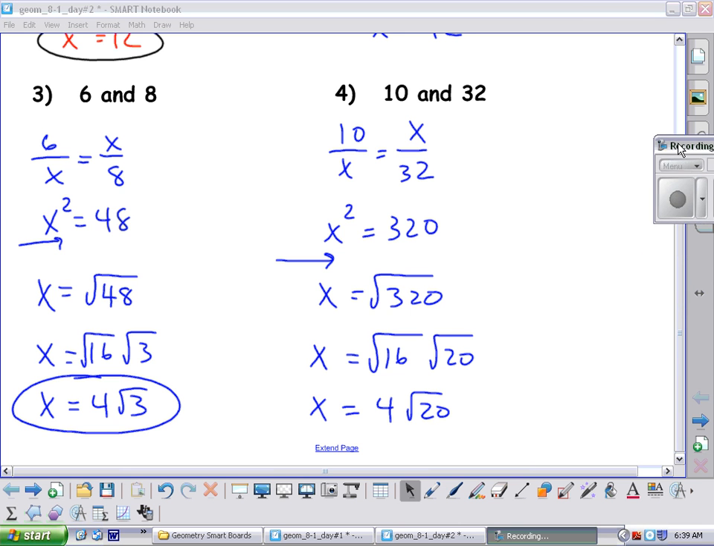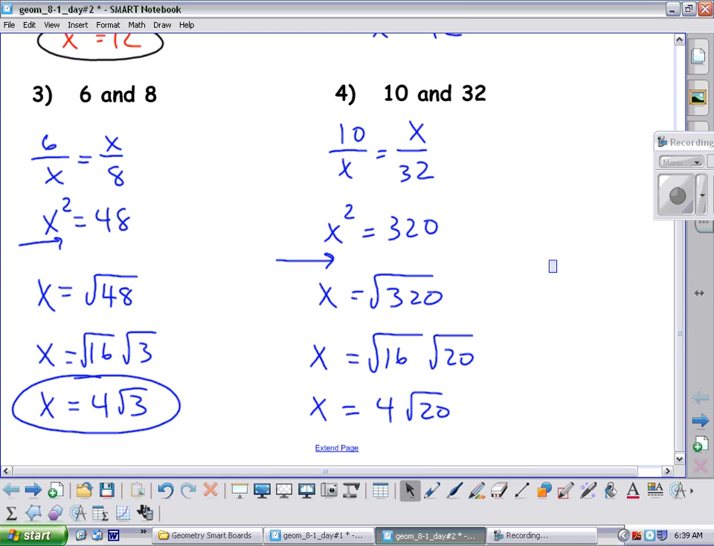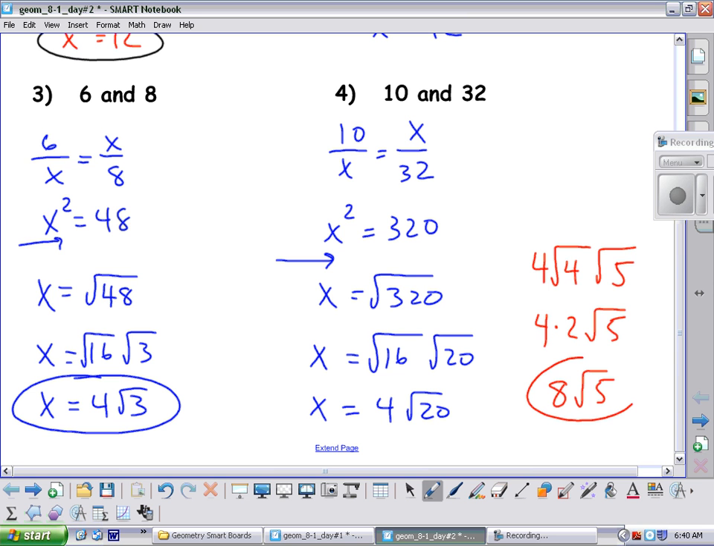And I'm going to do this in red over here on the side. So this becomes the 4 that I have on the outside, times the square root of 4 times the square root of 5. I broke 20 into 4 times 5. So now this is 4, and the square root of 4 is 2. My operation is multiplication. And then 4 times 2 is 8 times the square root of 5. And that's your final answer.